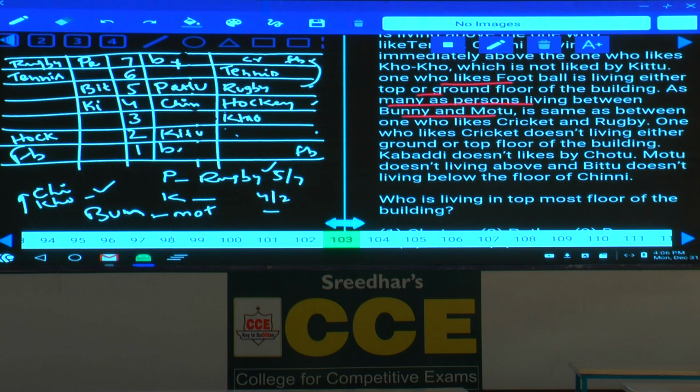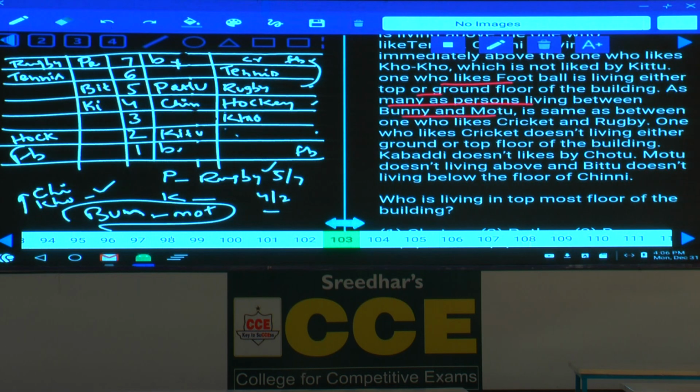7th floor. Now sir, I am taking the possibility between Bunny and Motu. Now Bunny and Motu cannot be on the 6th and 7th floors. Where should Bunny and Motu be? Bunny and Motu can be on either 1 or 3 floors. If you take 1 or 3, then in between cricket and rugby there must be only one. Is it possible here? Only one in between these two.